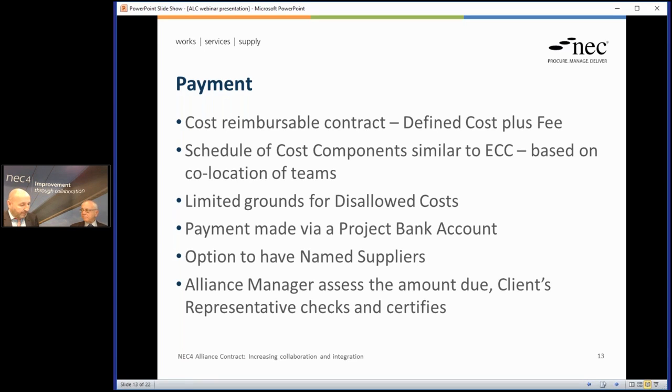Again, it comes back to the sharing of risk with the client, sharing in risk around disallowance of cost. Okay, and each partner sharing in each other's risk around this. Trying to avoid disallowed cost. Absolutely, it's in nobody's interest to have disallowed cost because everybody, if you like, suffers in the same way in reduced performance payments. We have a project bank account as the basis for making payments.